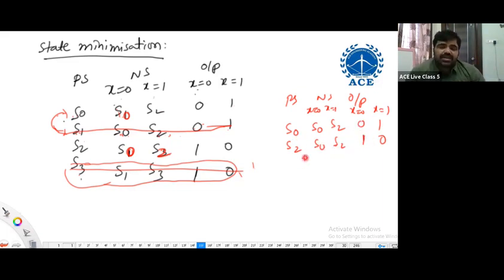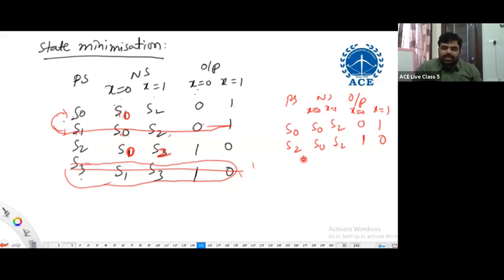So how many states are there after minimization? 2 states are there. What are the 2 rules we have observed? Let us see here. In the table, if entire properties of states are same, what do you mean by properties? Next state for x equals 0, next state for x equals 1, output for x equals 0, output for x equals 1. For multiple states, then all those states can be merged.